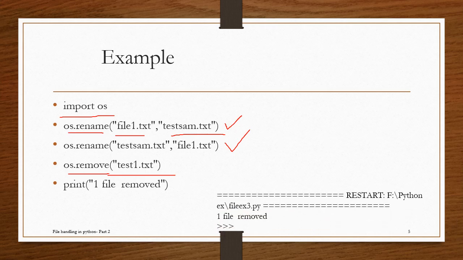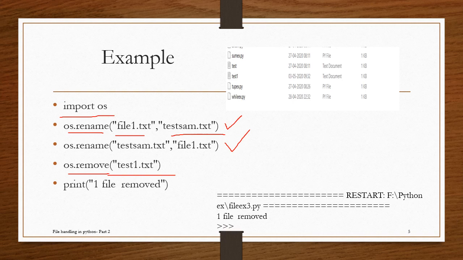So the output of this program will be like this. Only the print statement showing one file removed is used in the program, so that will be displayed. But in this program, we are renaming file1.txt to testsam.txt initially, and we are renaming testsam.txt back to file1.txt. And we are removing a file test1.txt. So once we go and look in the folder, test1.txt will not appear in the folder again once it is removed.